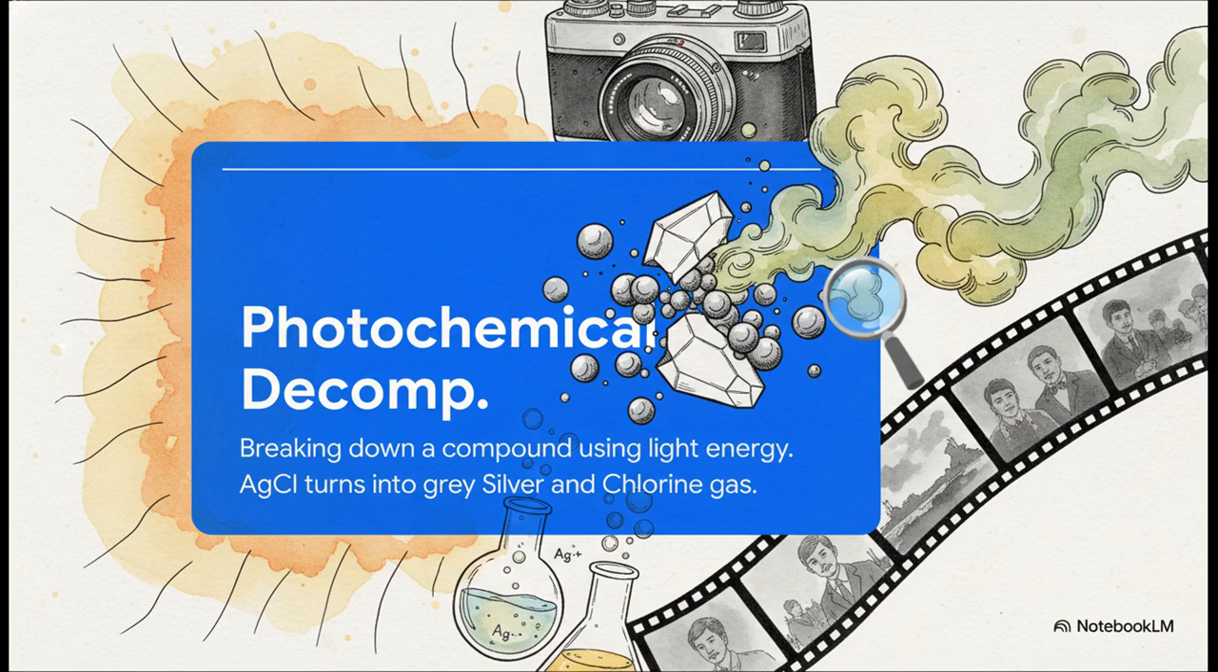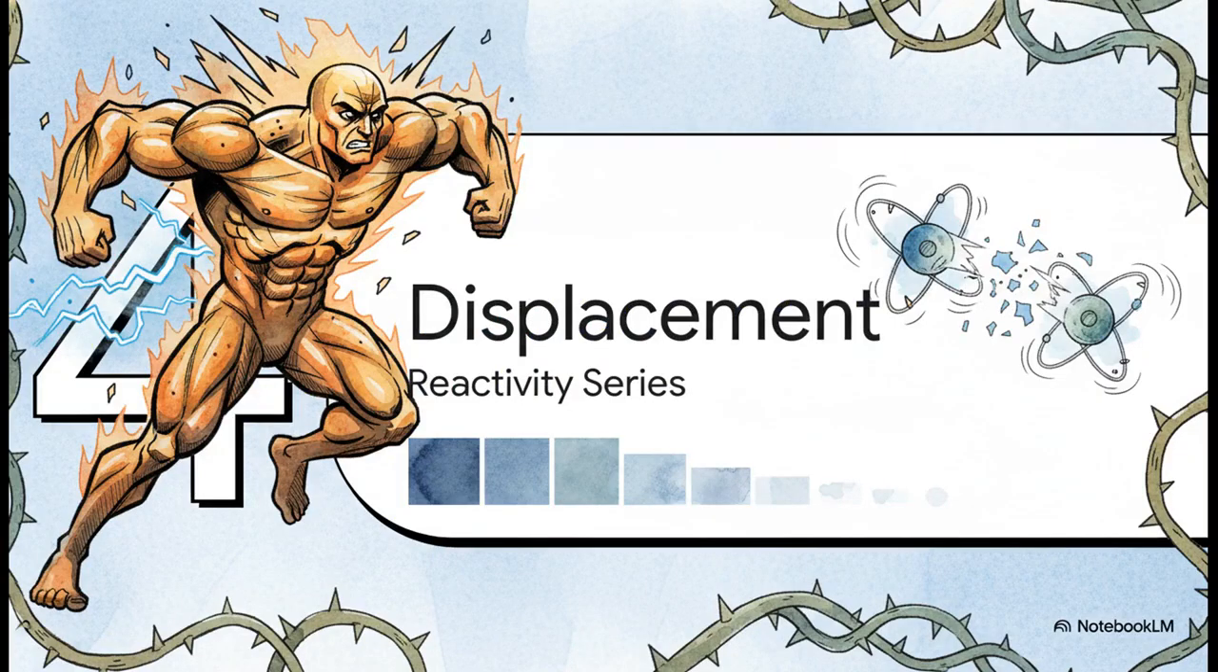This brings us to photochemical decomposition. Literally, just the ambient light energy from the sun or even a bright room is enough to break down this compound. If light hits that white silver chloride, it immediately starts breaking apart into gray silver and chlorine gas. And fun fact, this exact light-sensitive reaction is the magical foundation behind classic black and white photography. How cool is that? Moving on to Section 4, displacement and the reactivity series.